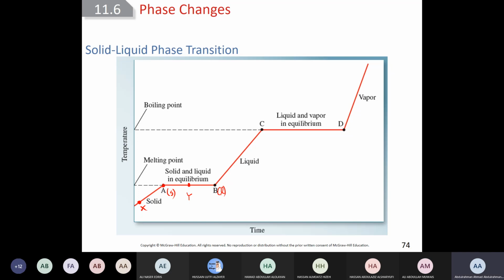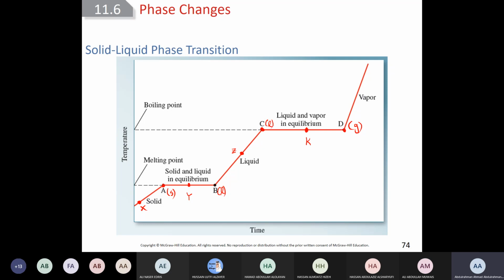When you reach liquid at B and start increasing the temperature, it will go all the way to C. What's the phase of C? Liquid only. What's the phase of a point, let's say Z? Liquid. Good. When you start heating at point C, the temperature will not change, but it will start gradually changing to D. What will be the phase of D? Vapor, gas. And if I have a point here, let's say I have point K, what's the phase of K? Liquid and gas, exactly.